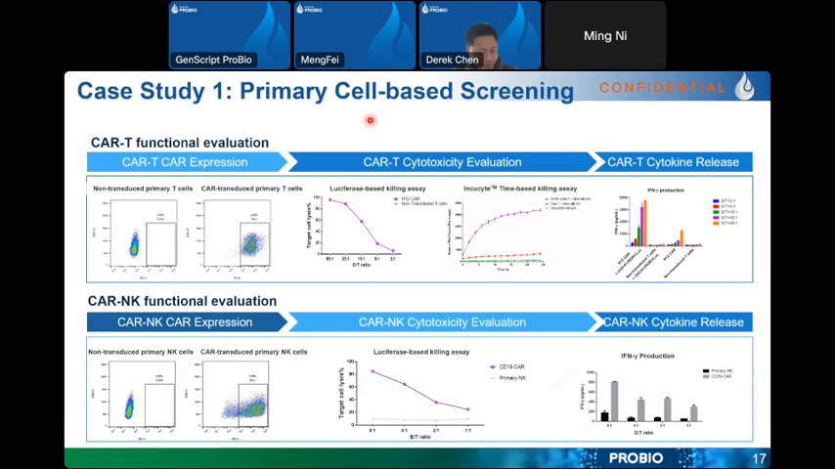Primary cell-based screening is one of the most popular approaches to evaluate CAR functionalities. Here I'm showing 2 case studies, one for the CAR-T and one for the CAR-NK. Both CAR expressions were confirmed by flow cytometry first, followed by cytotoxicity evaluation at different E:T ratios or in a real-time killing kinetics. The induction of interferon gamma is also monitored in both case studies.